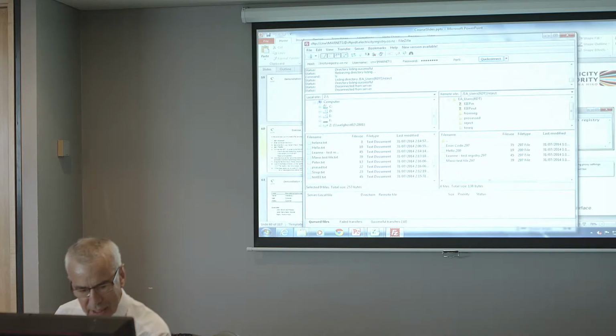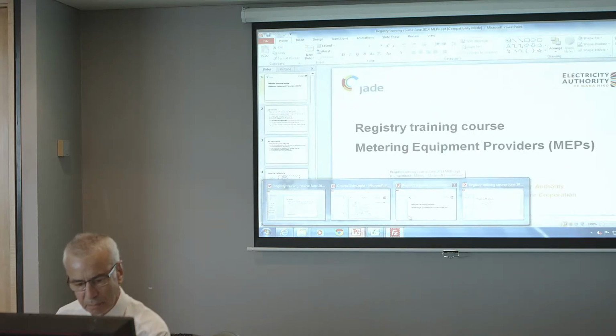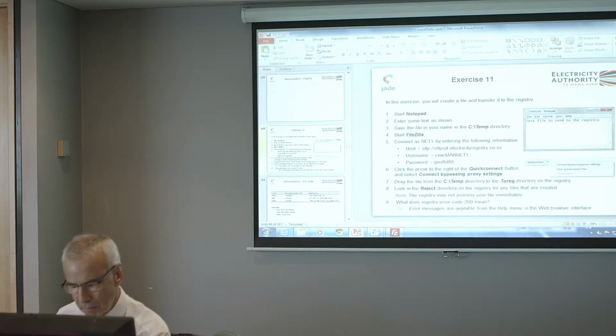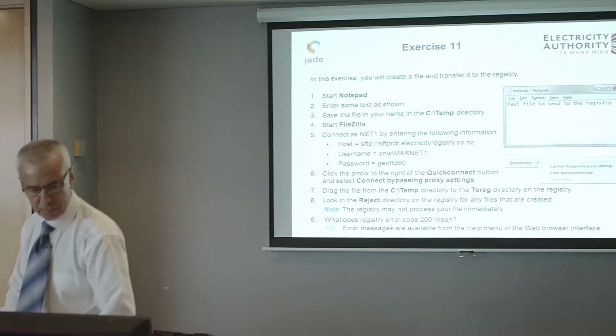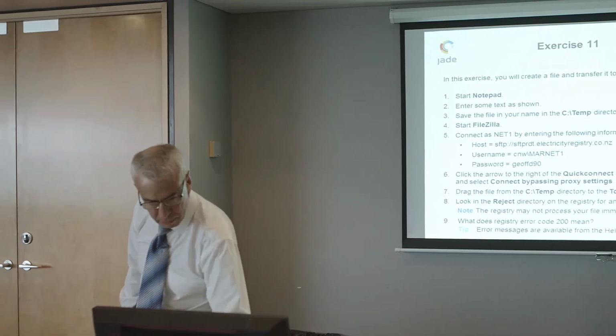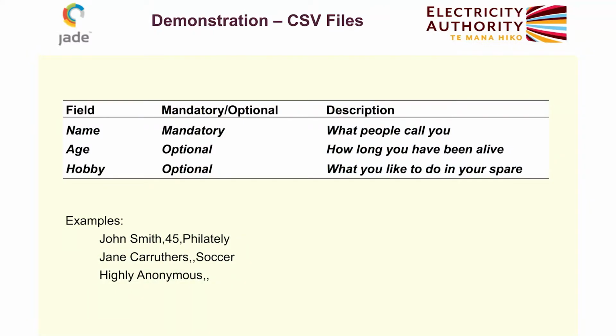Okay, so back to the slides now. Now, the files that you send to the registry, they have to be in a special format called CSV, and that stands for, anybody know? Comma separated values. And are most people familiar with the CSV format? It's when you send information and it's in a fixed format with commas separating the values.